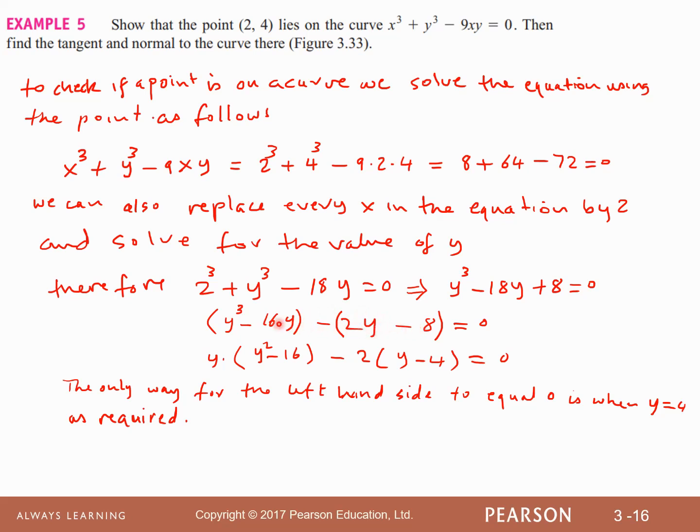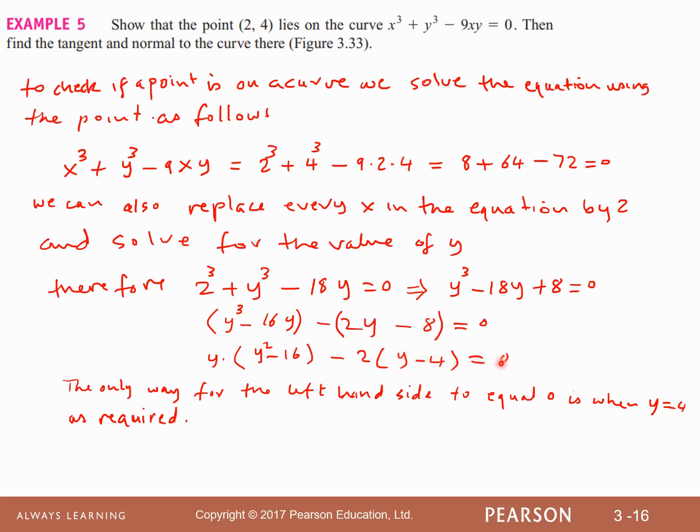And if y is equal to 4, on the left-hand side we'll get 64 minus 16 times 4, which is also 64. 64 minus 64, so that's the only way to solve this. What we did is we took y outside, and then inside we have y squared minus 16, and then minus 2 outside, it will be y minus 4 equal to 0.